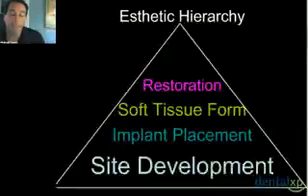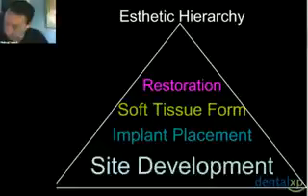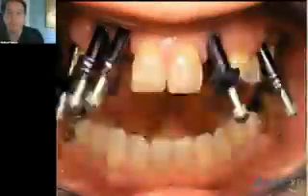Placement of the implant is very important. Its requirement is that we have adequate bone to be able to place the implant in the ideal position. Soft tissue is also important, but we can't have good soft tissue unless we have proper implant placement and proper bone. And finally, we have the restoration. This triangle is from Dr. George Priest's article in Practical Periodontics and Aesthetic Dentistry that was published in 2005.